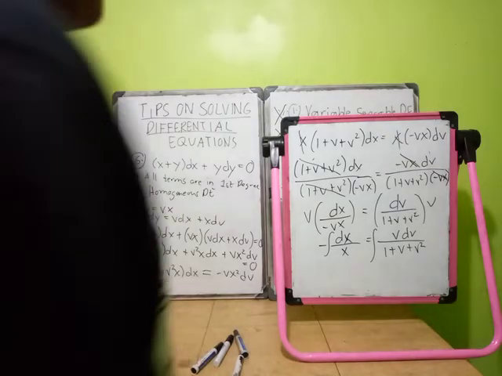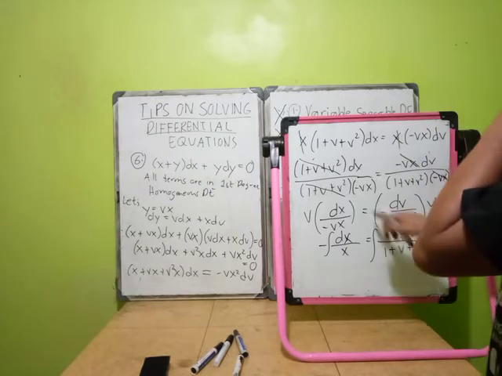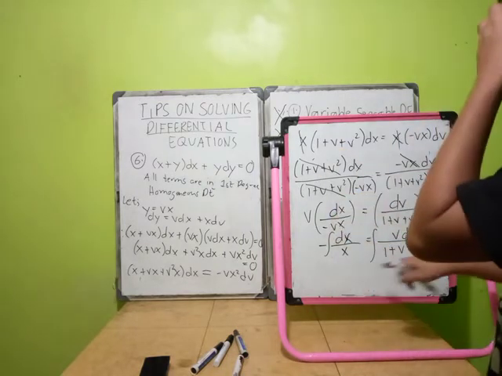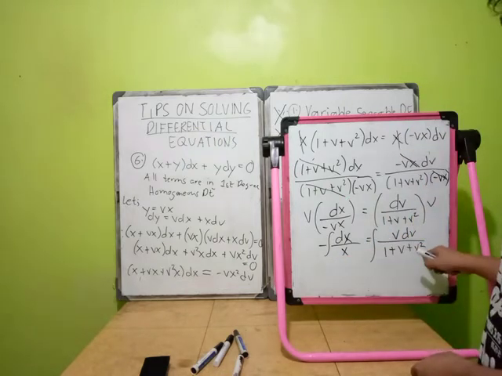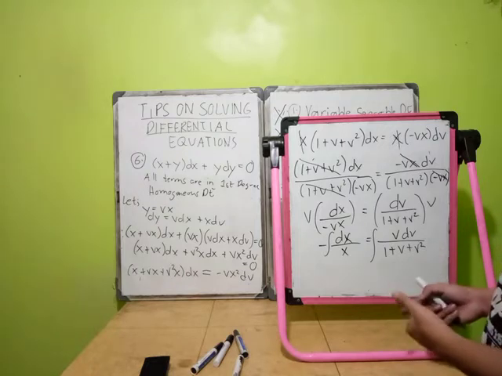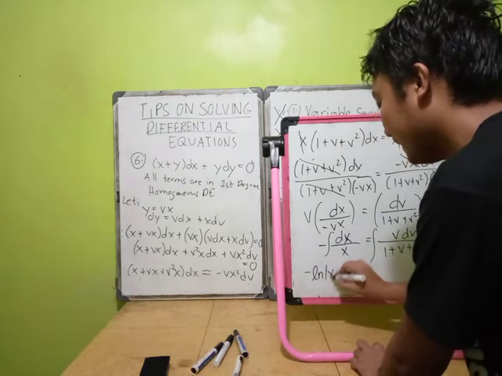Sana nasundan nyo yung process. Okay? So, it's just algebraic manipulation. Kaya, dinivide ko siya in both sides, nang sa ganon, yung one side, lahat x, yung one side, lahat v. Okay? So, yung mangyayari, ganito yung resulta. So, therefore, ito, obviously, negative ln of x.